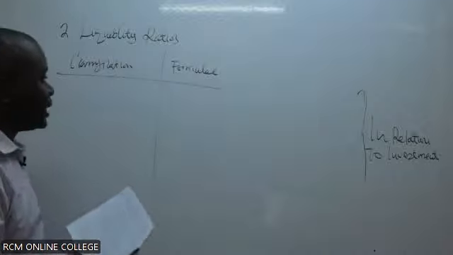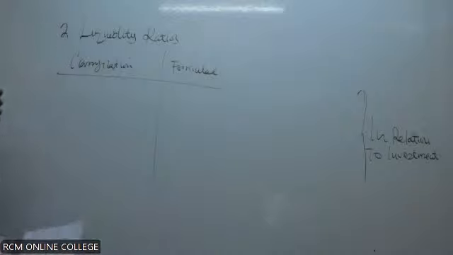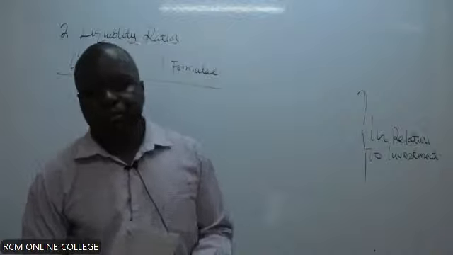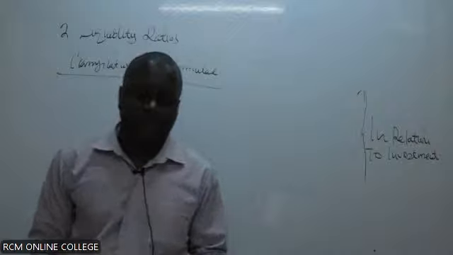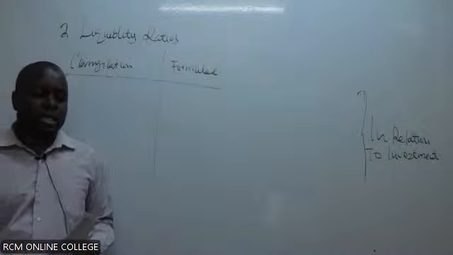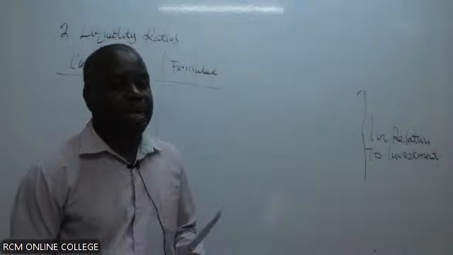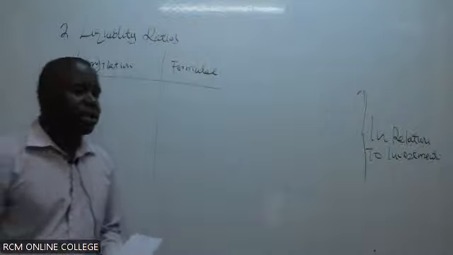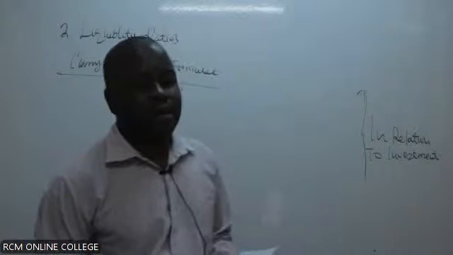So these ratios are utilized in determining how liquid the company is. What do you mean by how liquid the company is? We are trying to find out how long the company will take to settle either its short-term or maybe long-term liabilities. So it is about comparing your current assets and your current liabilities.